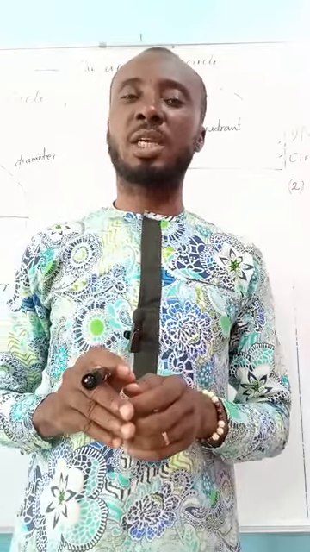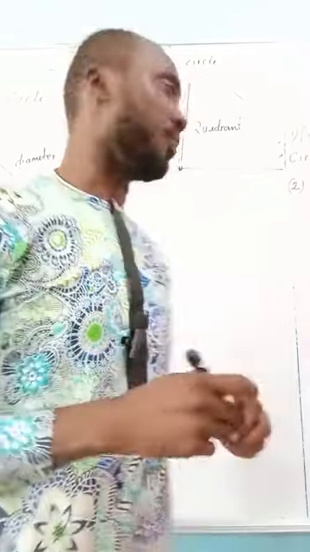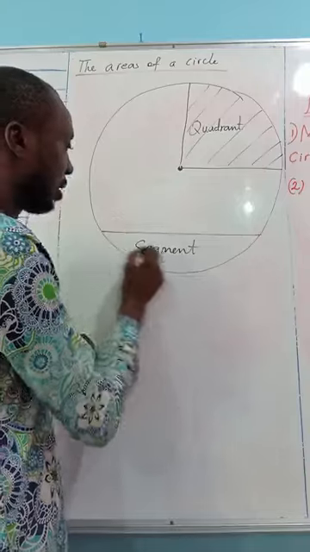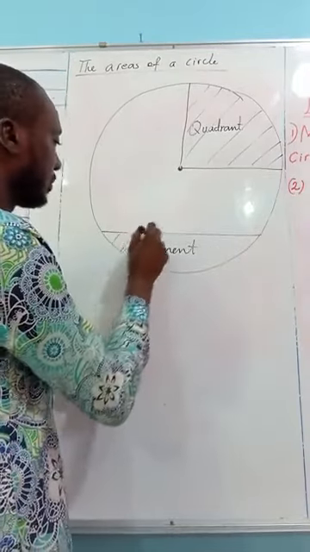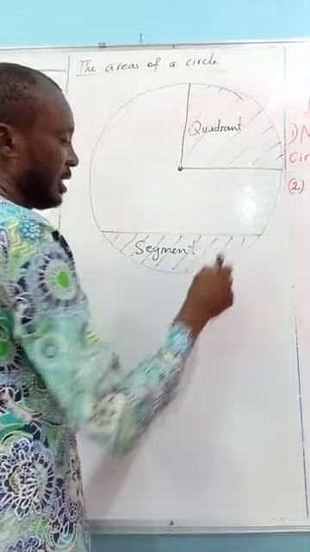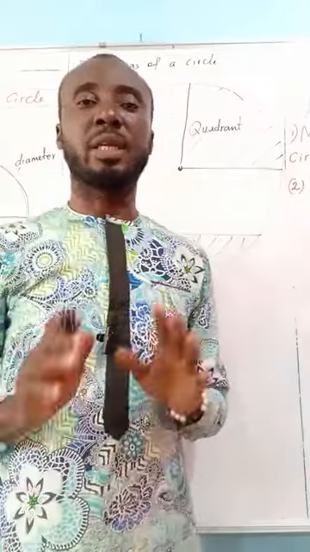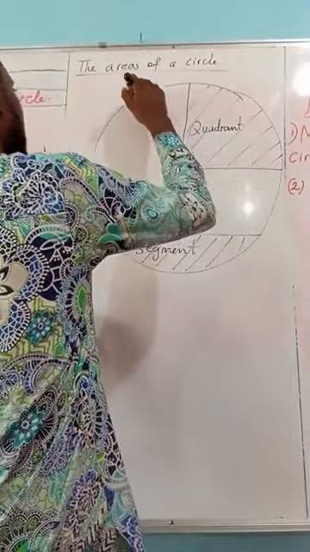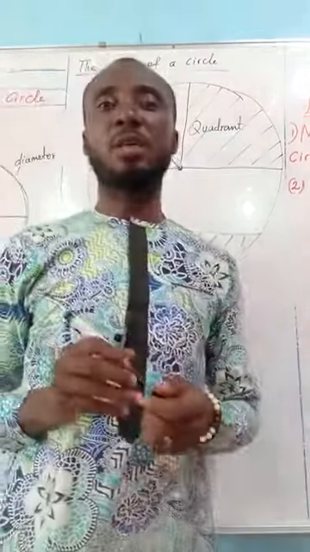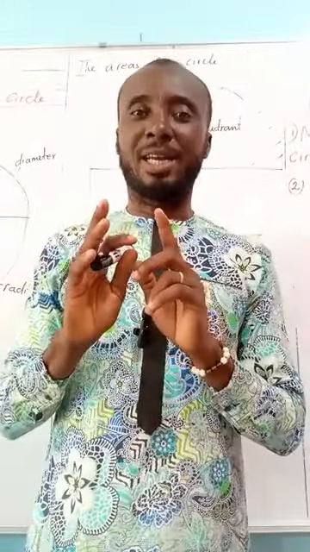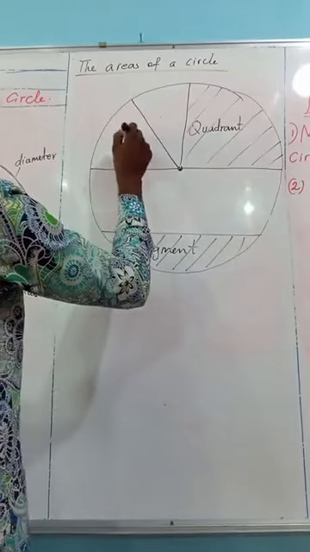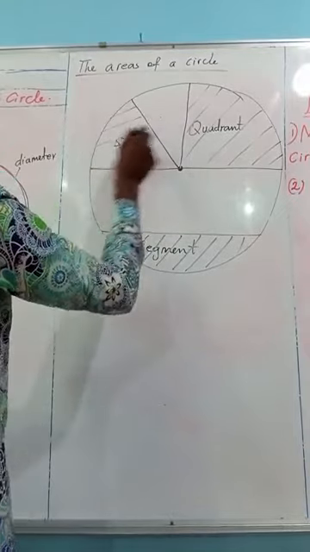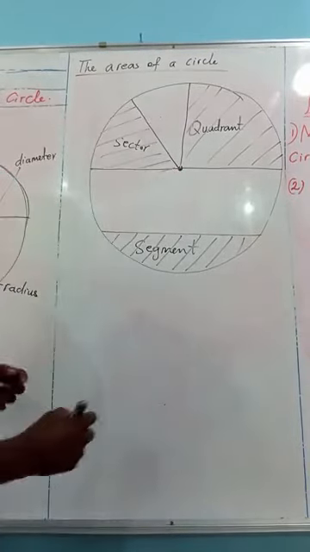The next one we're going to be talking about is the segment of a circle. The segment of a circle is bounded by a chord and an arc of the circle. So this is the segment of a circle. The next is the sector of a circle. The sector of a circle is bounded by two radii and an arc. This is the sector of a circle.